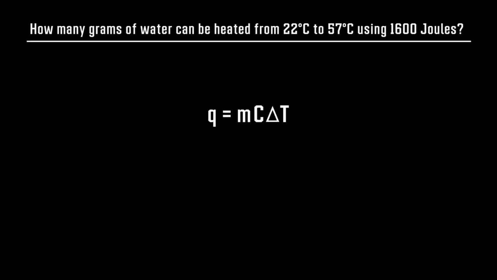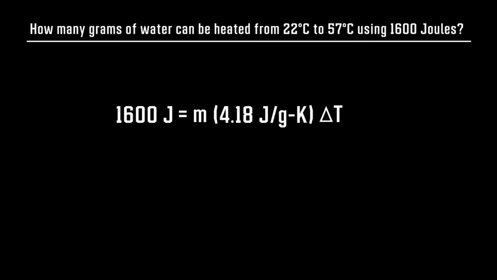How many grams of water can be heated from 22 degrees Celsius to 57 degrees Celsius using 1600 joules? Let's start with our equation, Q equals mc delta T. It asks for the grams of water, so we're looking for the mass m. We just need to plug in the other values first. The heat Q is 1600 joules, the specific heat capacity C is 4.18 joules per gram Kelvin, which again is in your reference table.